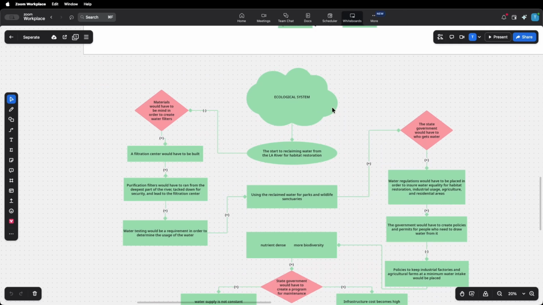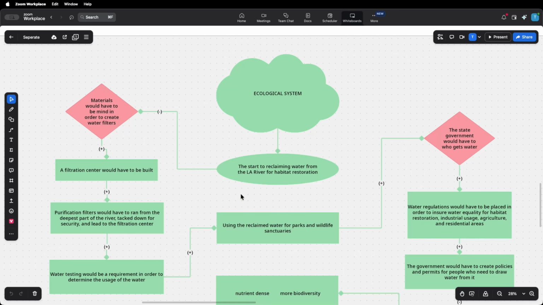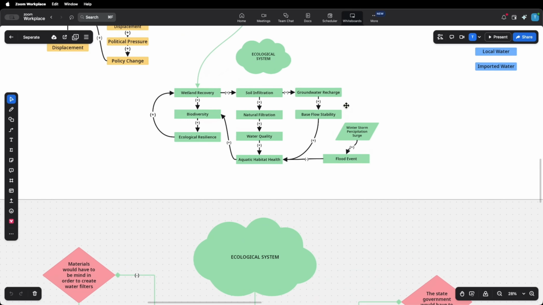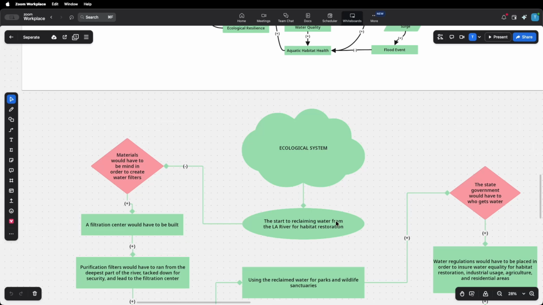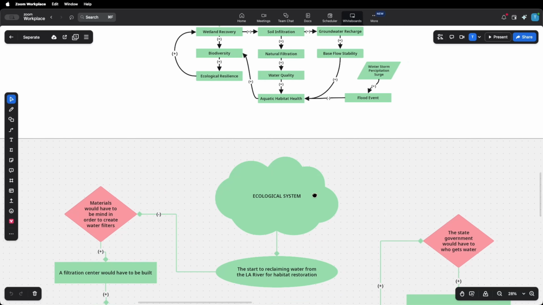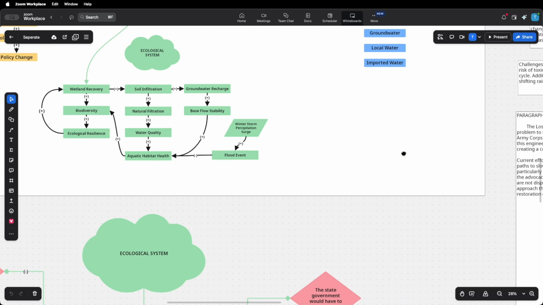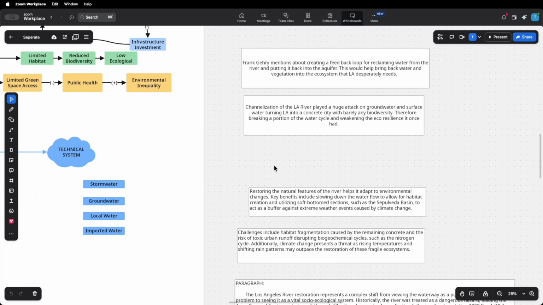And then what's cool and interesting is here. This one here, to start reclaiming water from the LA River for habitat restoration. That entire thing, that one bubble, is pretty much the entire ecological system, right? To start reclaiming water from the LA River for habitat restoration. Watch, I'll bring you in the entire loop. And I just want to point out that that is your answer.